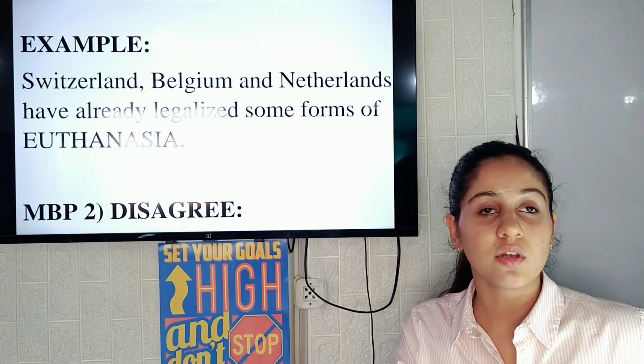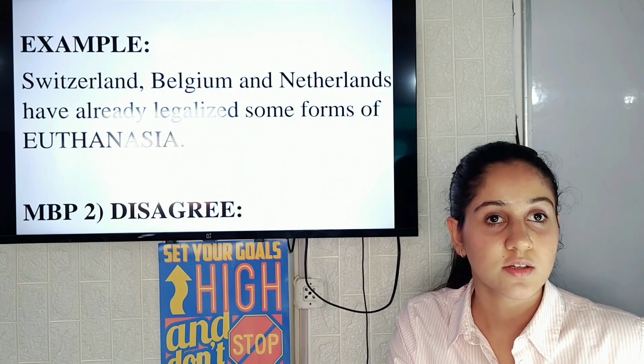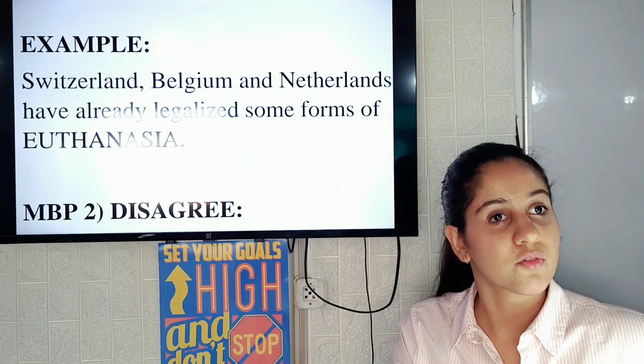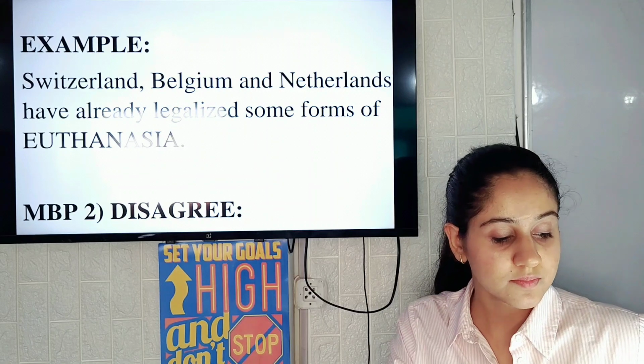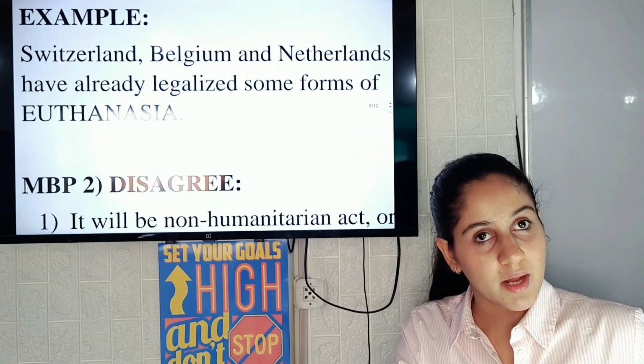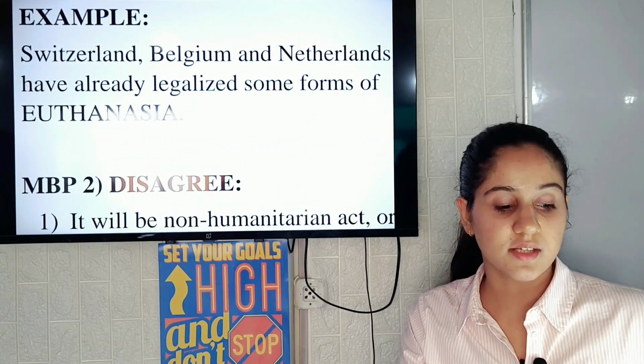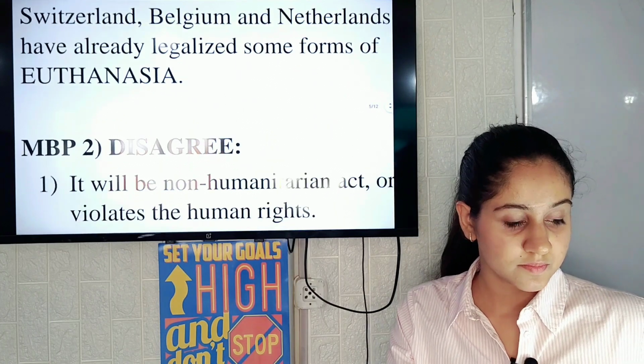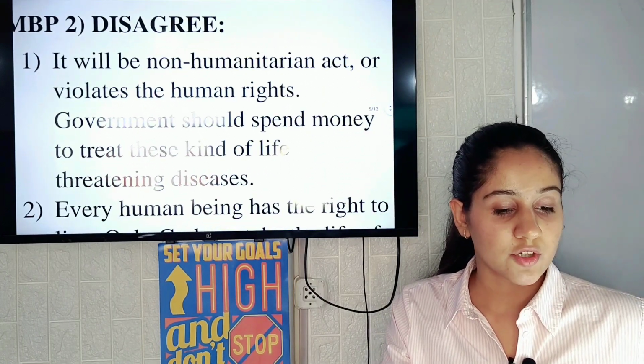In India, euthanasia is not a legal practice, so many patients suffer because of that as well. Okay, let's move to body paragraph 2, which is the disagree side. Okay, first point.